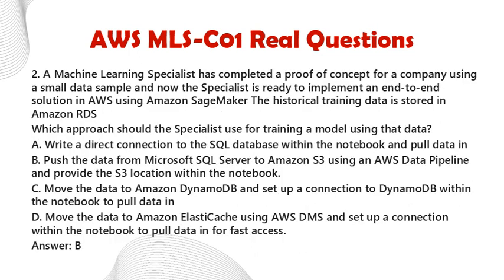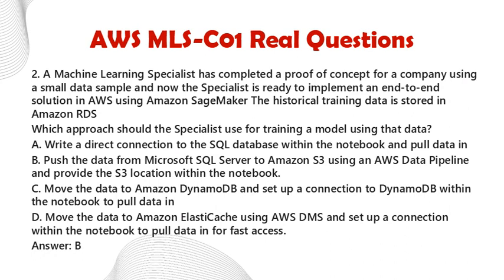2. A machine learning specialist has completed a proof of concept for a company using a small data sample, and now the specialist is ready to implement an end-to-end solution in AWS using Amazon SageMaker. The historical training data is stored in Amazon RDS. Which approach should the specialist use for training a model using that data? A. Write a direct connection to the SQL database within the notebook and pull data in.